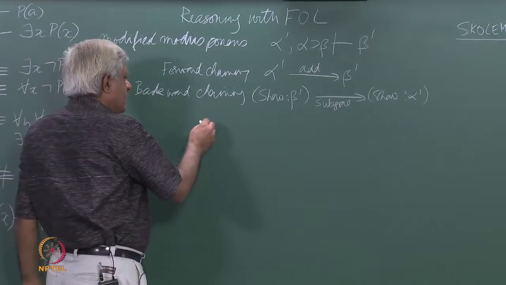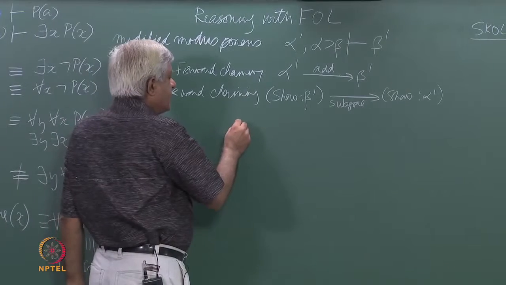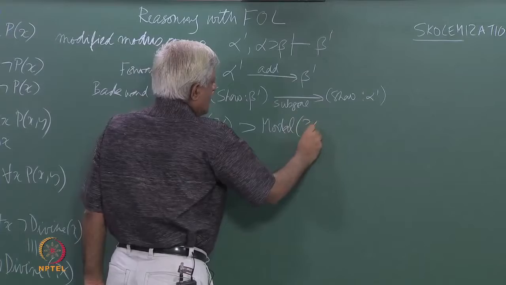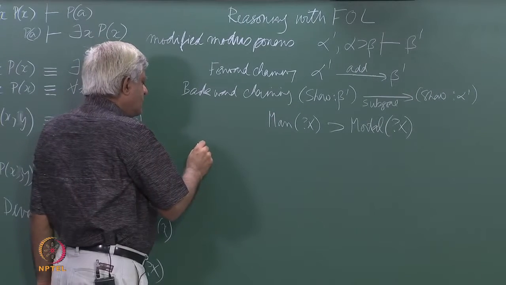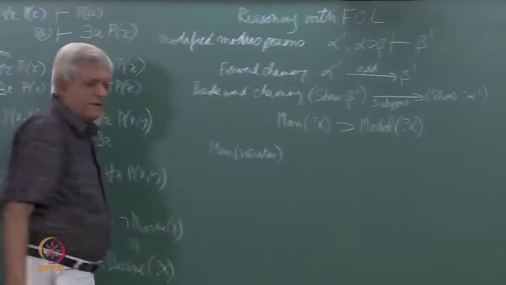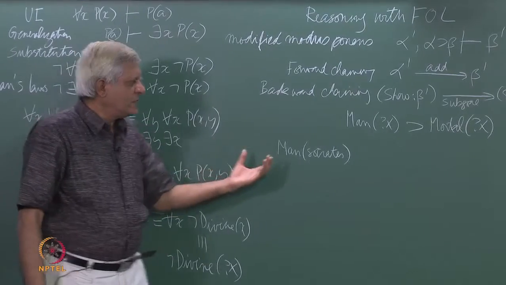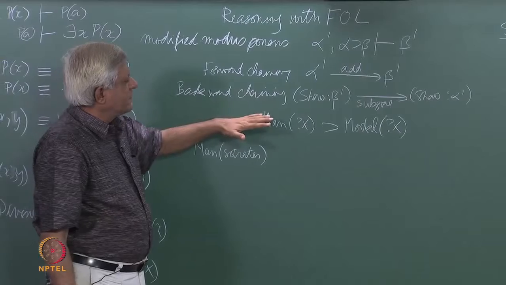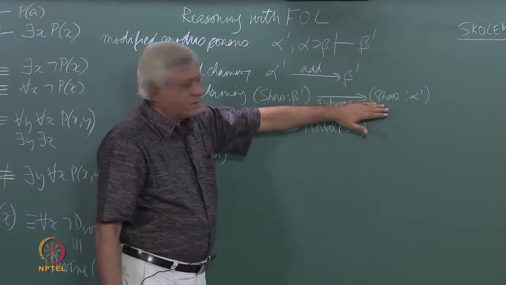So, if we have our original Socratic argument, which said that man x implies mortal x, and in our database, this is there in the database and this is there in the database, which is man Socrates. And of course, we may have other data, but let us ignore that for the moment. And you wanted to show that mortal Socrates is true, then forward chaining would apply this modified modus ponens rule in this form. Whereas, backward chaining, we have not written it in this form, but it says that with show beta prime and with alpha implies beta, you can reduce it to show alpha prime essentially.